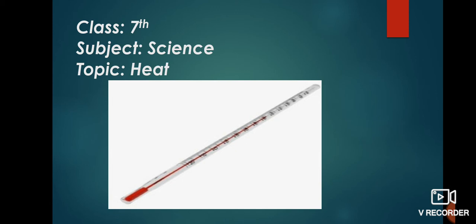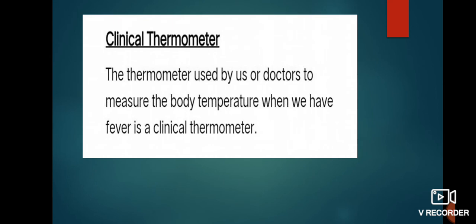Thermometers can be divided into four types, that is clinical thermometer, laboratory thermometer, digital thermometer, and maximum-minimum thermometer. Let's discuss one after another. First is the clinical thermometer. This clinical thermometer is used for measuring human or animal body temperature. Means this clinical thermometer is only used to measure the human body temperature or animal body temperature.